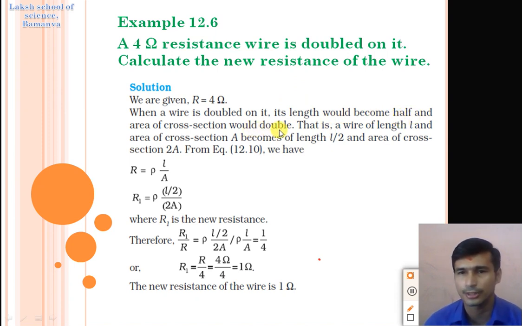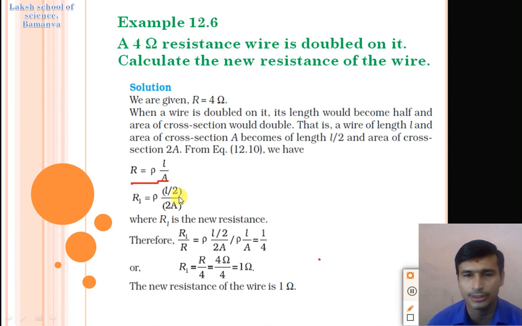So dear students, we know that the resistance of the metallic wire depends on the length and the cross section area. So from this we get the equation R is equal to rho L by A. Now when we double the wire, the length becomes half and the cross section area is double. So a new resistance R1 is equal to rho, instead of L we place L by 2. Length is half and the cross section area is 2A.